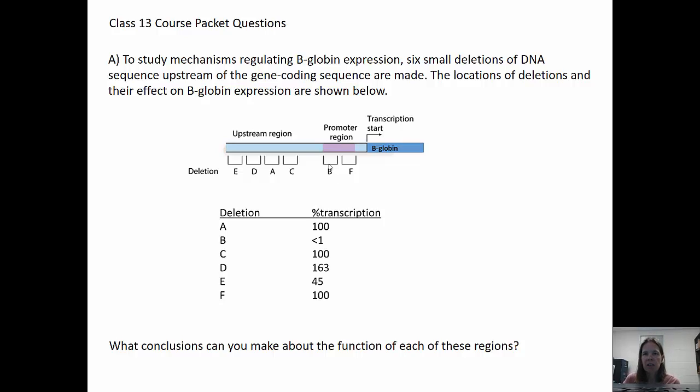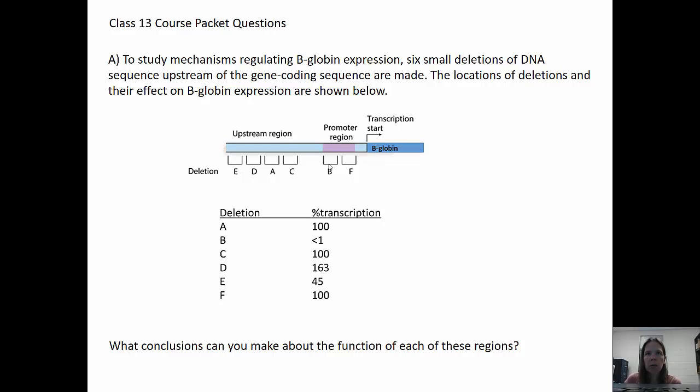Region D actually has increased transcription, and what that would suggest is that region D could be a silencer region. So normally, when that region binds to a repressor protein, it decreases the amount of transcription. But when there's a mutation in that region, maybe the repressor protein cannot bind, and therefore there's excess transcription of the gene. So that's one way that it could have more transcription.